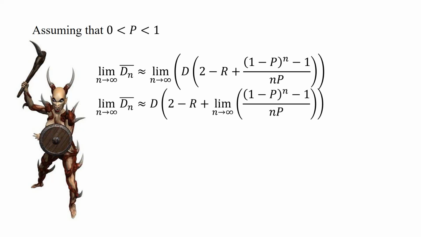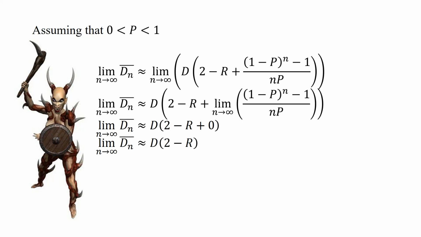And the limit as n approaches infinity of d sub n bar, well, we can put that limit inside because those two, the d, the 2, and the r, those are just constants, right? And so that limit, that fraction there, is just going to 0, right? So this really is d times 2 minus r, essentially, as n approaches infinity.